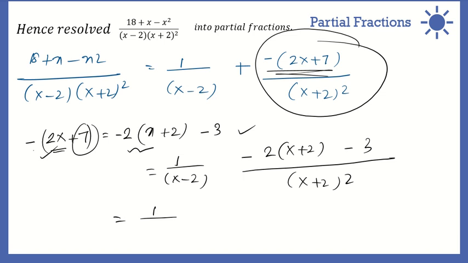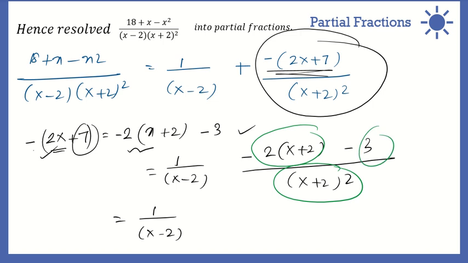Now for the 1 over x minus 2, we divide this part by the denominator and this part by the numerator separately. So you have minus 2 over x plus 2 and plus 3 over x plus 2 squared.